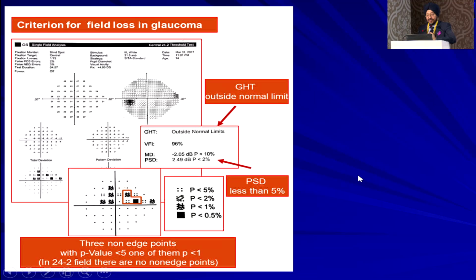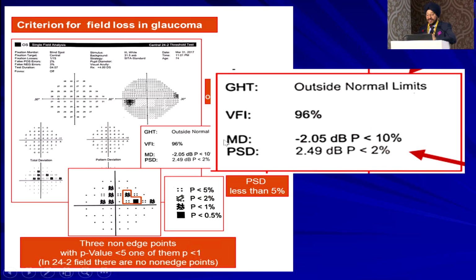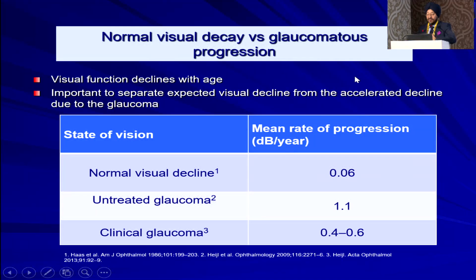In perimetry, there are two things we look at: VFI and mean deviation. I'll be talking mainly about this VFI. Normally, visual field index is 100%, and mean deviation is a negative value. How much less it is, the mean deviation has a negative connotation. If you look at the mean deviation, normally the visual decline is 0.06 decibel every year. If glaucoma is untreated, it probably would decrease by 1.1 decibel per year. That is in the perimetry.